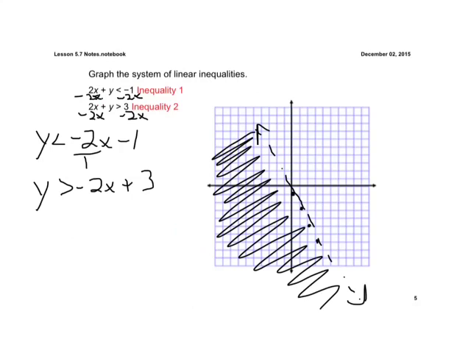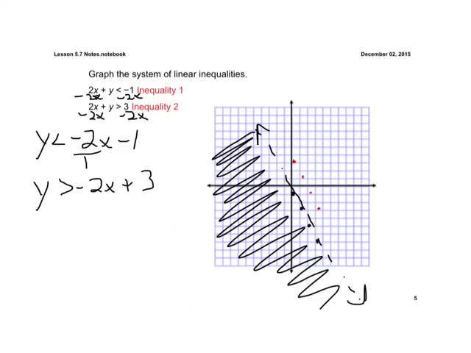Now let's graph our other line. Let's make it red again so we can tell the difference. Our y-intercept is now 3, so we're going to go up 1, 2, 3, plot our point. Slope, down 2, right 1, down 2, right 1, down 2, right 1.